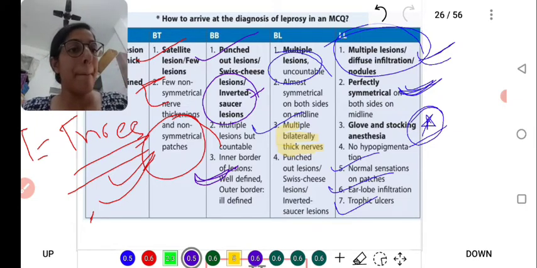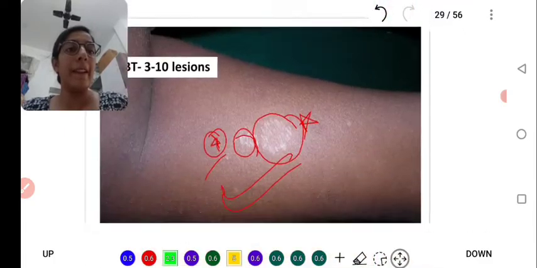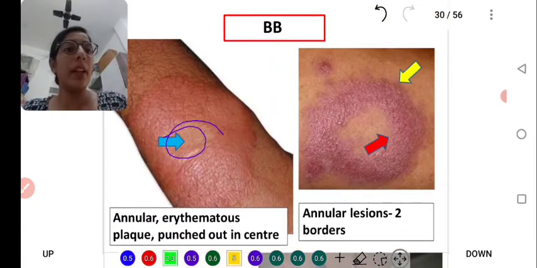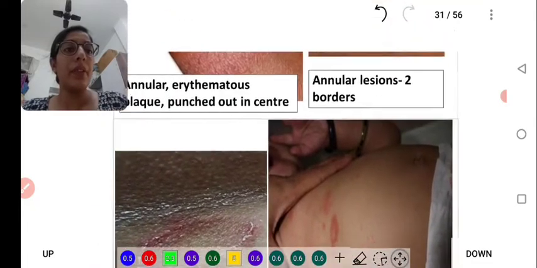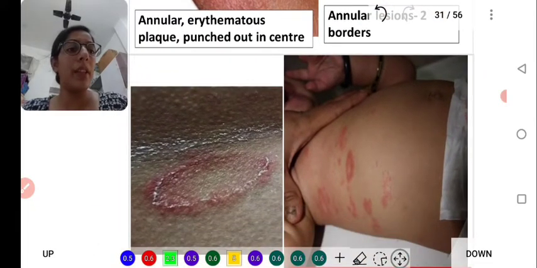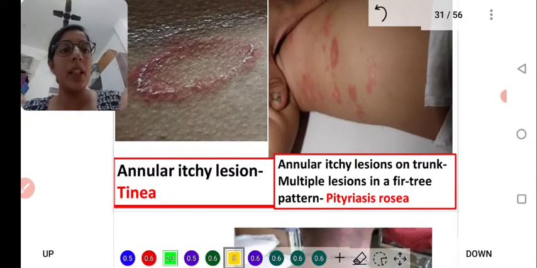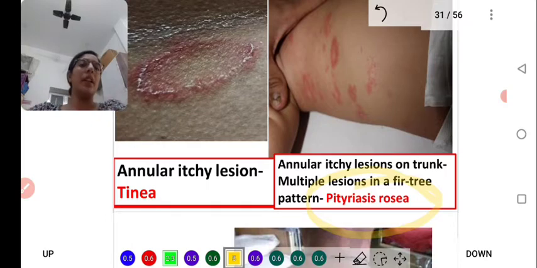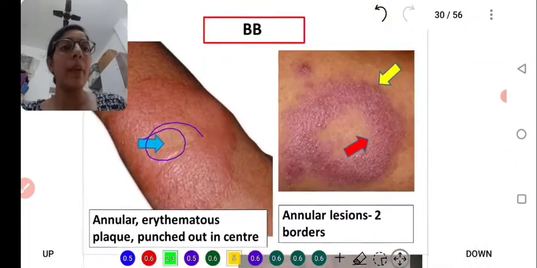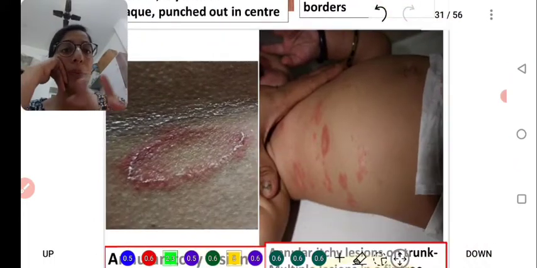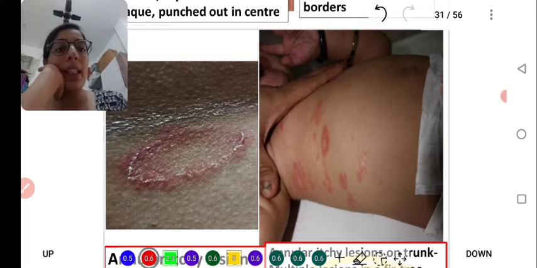These are the borderline, these are different things. This is a collarette plaque. Annular lesion with collarette scales. Okay, this is pityriasis rosea, because these two images are suggestive of annular lesions. For comparison, we give two or more images of annular lesions. Here you can see this is the annular lesion.